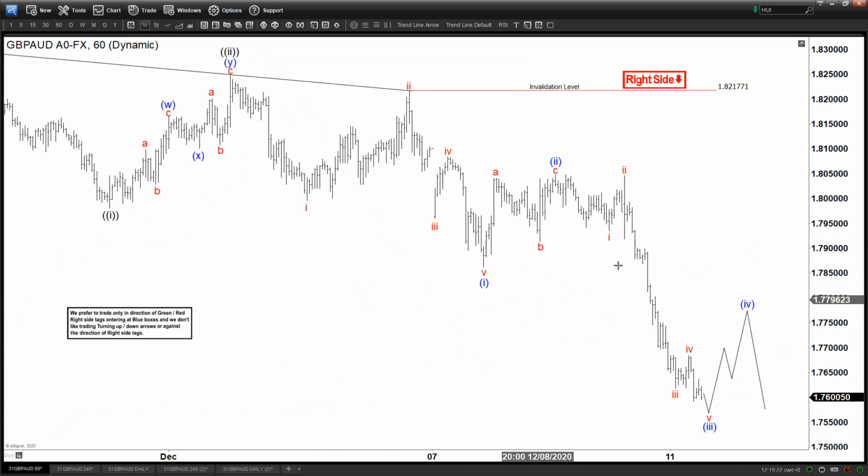Rally should fail, right? Rally should fail against 182.17 in the first degree for the downside here.